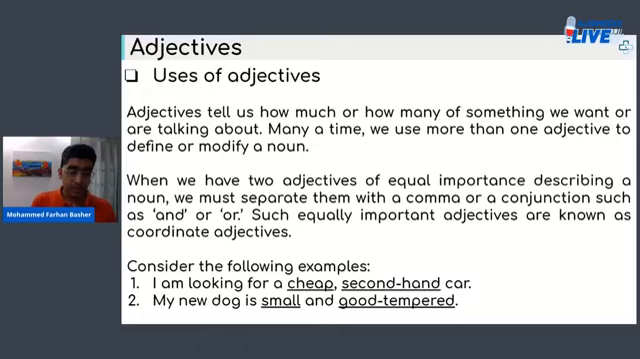Okay. Similarly, my new dog is small and good-tempered, right? But when you put a noun before the adjectives that define the noun, right?